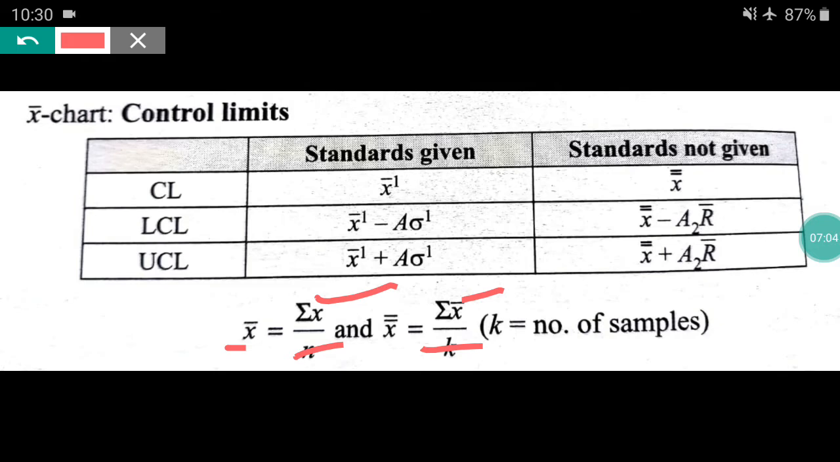This is the particular formula of the X bar chart. First one is CL, which is X double bar. LCL is X double bar minus A2 R bar, and UCL is X double bar plus A2 R bar. How to find out A2? A2 they will provide, or sometimes it is on the chart, you should see the chart. On that chart they provide the A2 value. After that, this is called the mean chart.